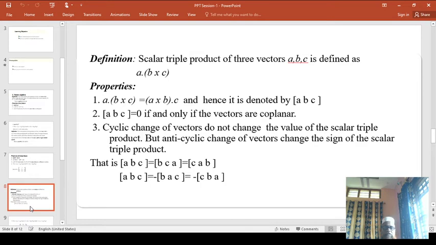Third, a cyclic change of vectors does not change the value of the scalar triple product, but an anti-cyclic change of vectors changes the sign of the scalar triple product. That is, [A B C] is equal to [B C A], which is the same as [C A B]. So if you change the cyclic order, all three are the same, but anti-cyclic means [A B C] equals minus [B A C], which equals minus [C B A]. So anti-cyclic comes with a negative sign.